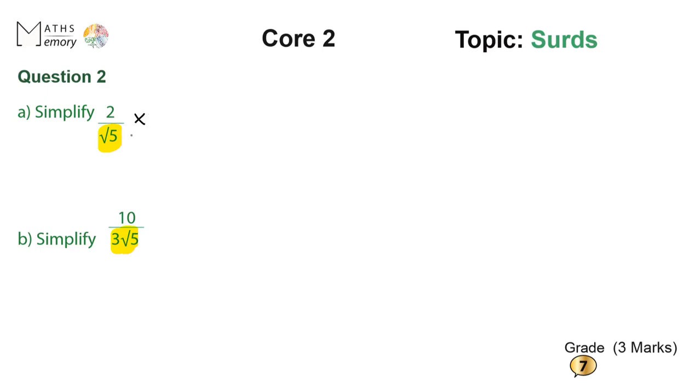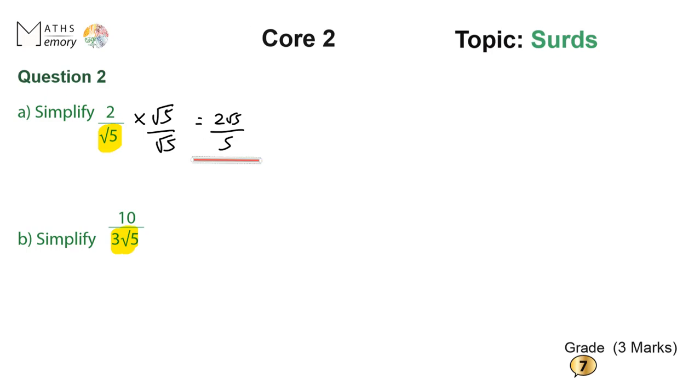We times the top and bottom by essentially 1. Now 1 can be written as root 5 over root 5, and that, as you've guessed, is the bottom number. So whatever you see in the denominator, write in the top and the bottom. Now when you do this, you simply times top and bottom times bottom. 2 times root 5 is 2 root 5, and root 5 times root 5 is simply 5. So the final answer for this is 2 root 5 over 5.